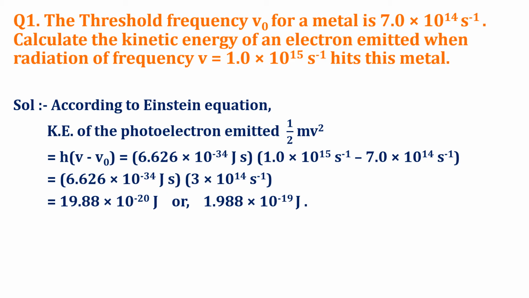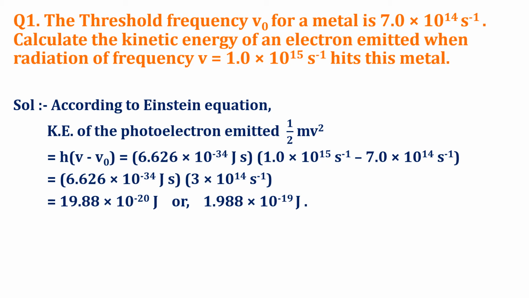So here we have been given nu and nu naught. Now applying the Einstein equation, and what was that Einstein equation? That is half mv square equals h nu minus h nu naught. Applying that equation, we can write half mv square equals h, taking h as common, nu minus nu naught. Now substituting the values, we know the value of h, Planck's constant, which is 6.626 into 10 to the power minus 34 joule second, and nu naught is given in the question.